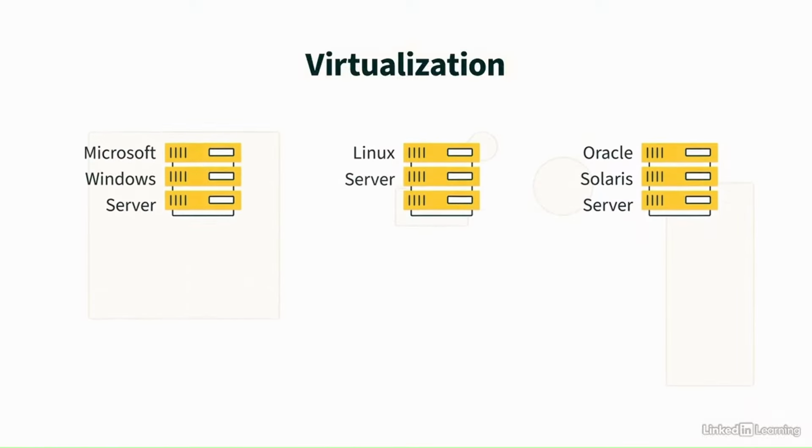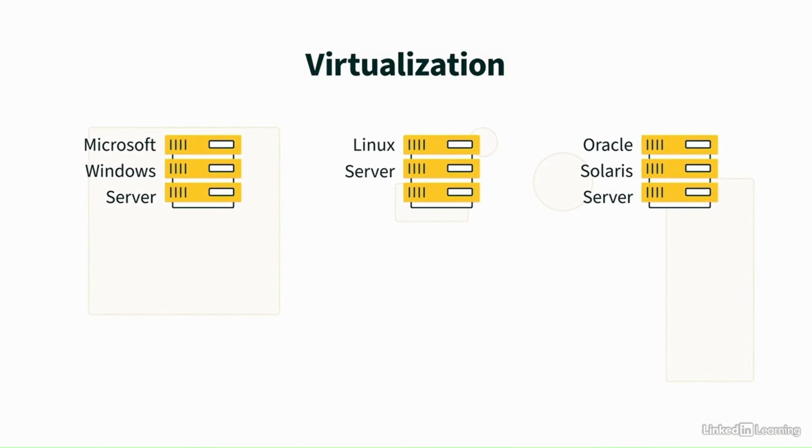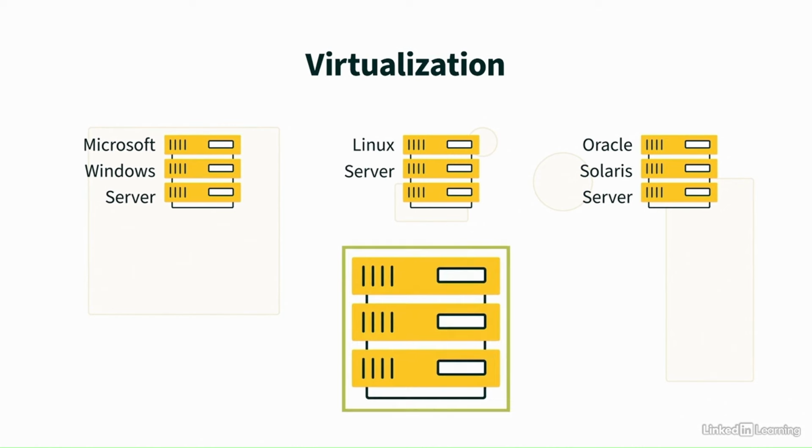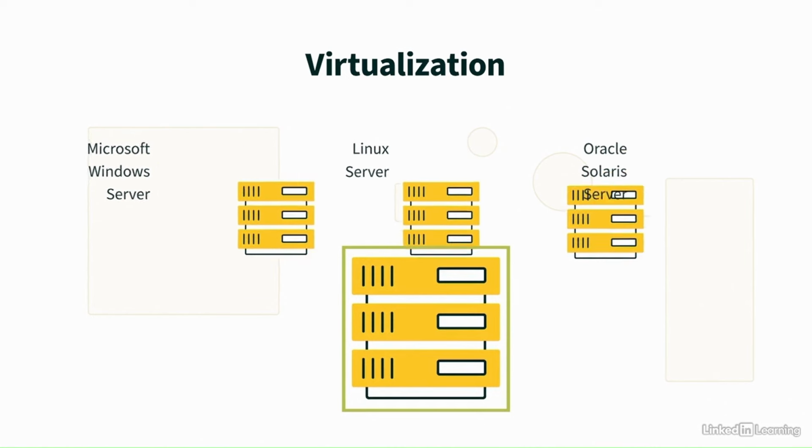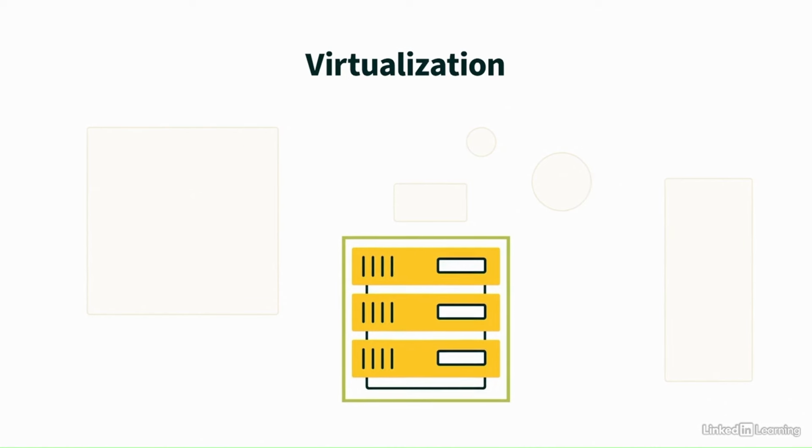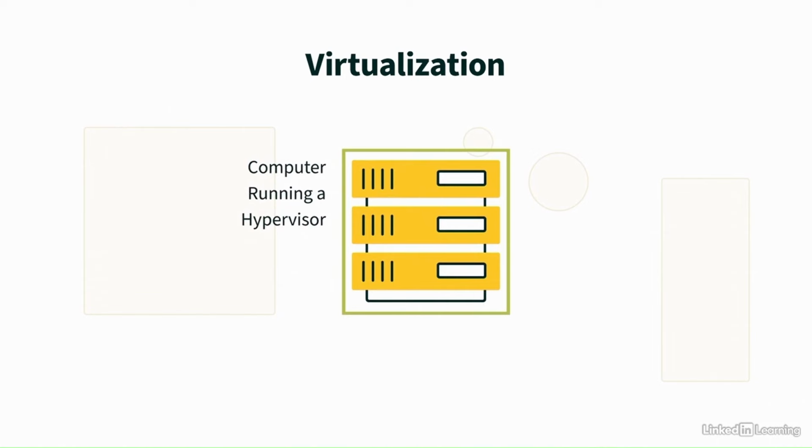Let's say that our business needs a Microsoft Windows server, a Linux server, and an Oracle Solaris server. We could have a physical server for each of those, or we could have a single physical server on which we install 3 virtual servers as virtual machines. The way this works is we have a single physical server that's hosting our 3 virtual servers. And that physical server is running a piece of software called a hypervisor. A hypervisor is software that can create, start, stop, and monitor multiple virtual machines.